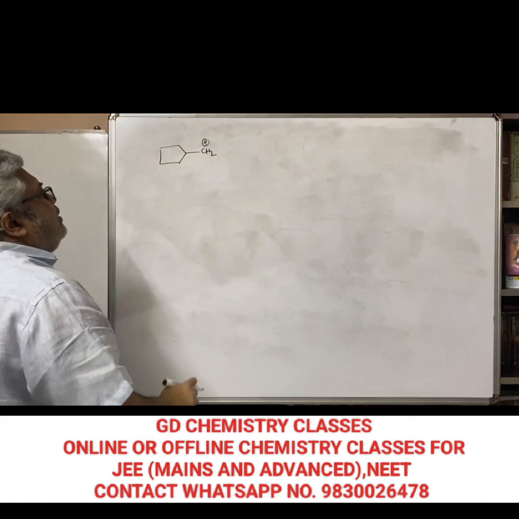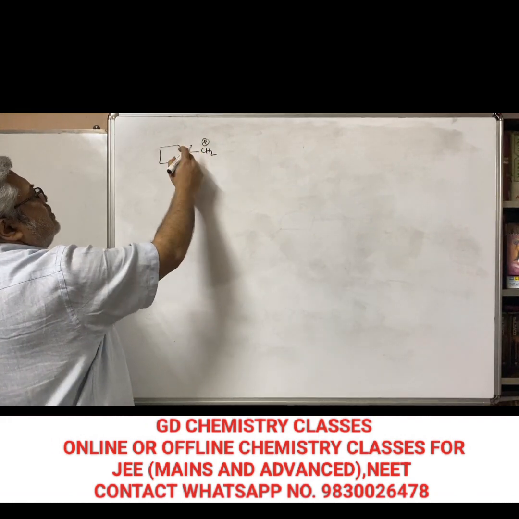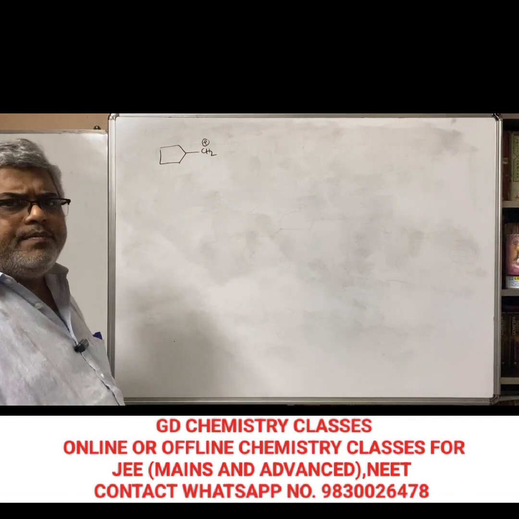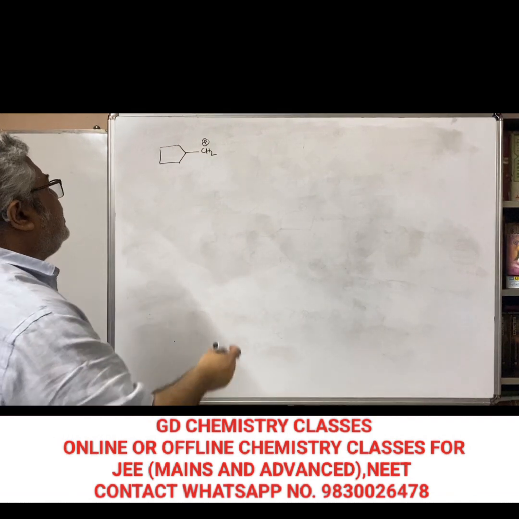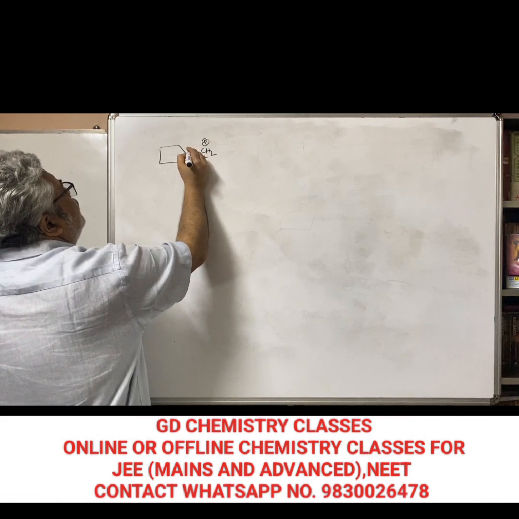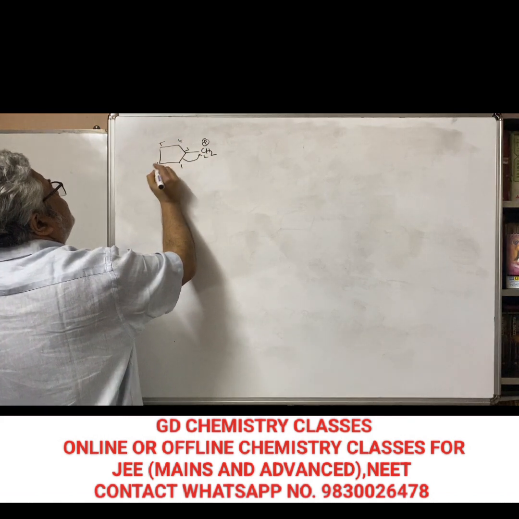This is a 5-member ring. Obviously, this prefers a hydride shift. If we do the ring expansion, we'll get a 6-member ring, which is more stable than a 5-member ring. So if we do it like this, 1, 2, 3, 4, 5, 6, we are getting a 6-member ring.